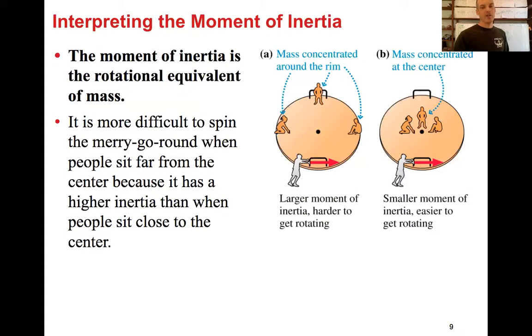And the merry-go-round is the same idea. If the weight is more centralized, then the inertia will be affected, and it's going to be easier to spin something if the people are sitting closer to the center than if they're sitting on the outside edge.